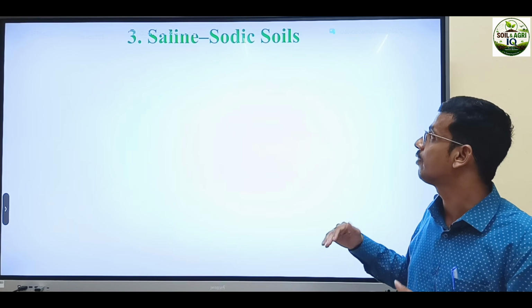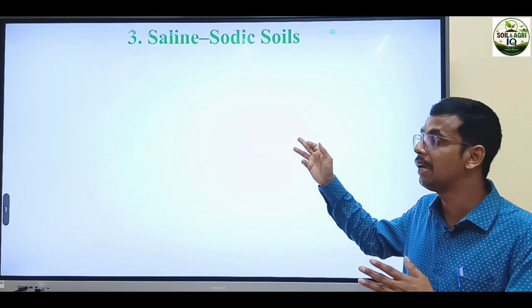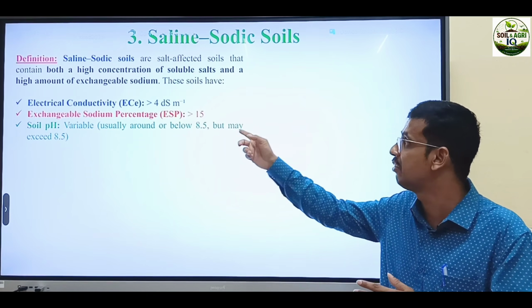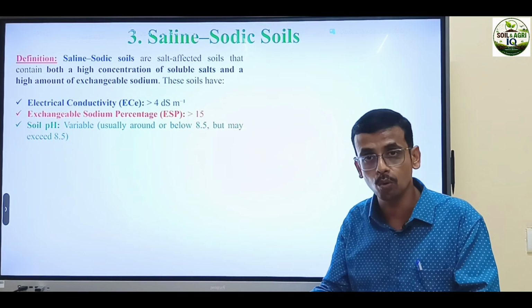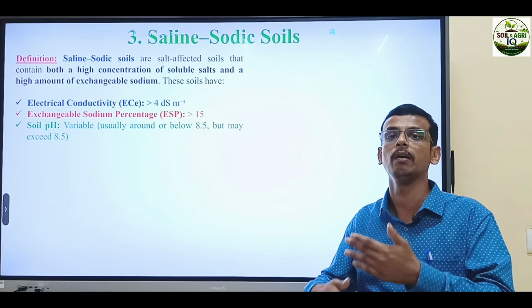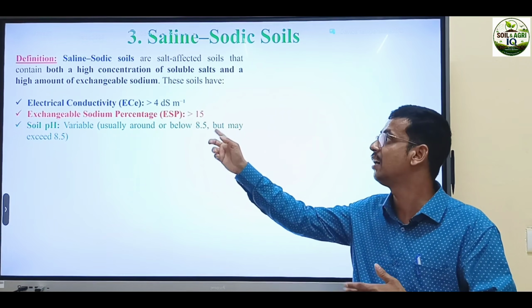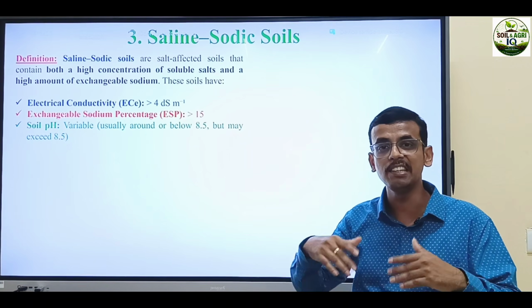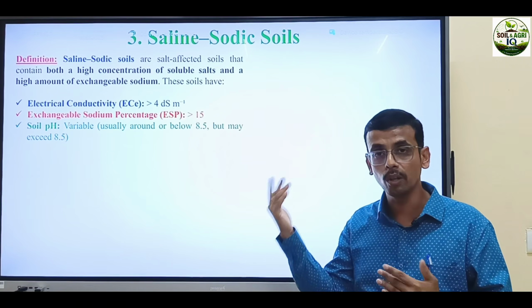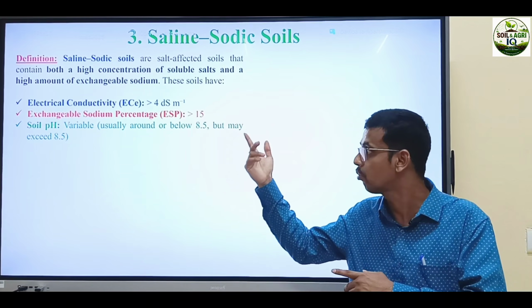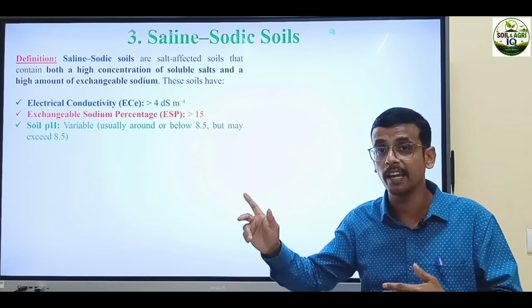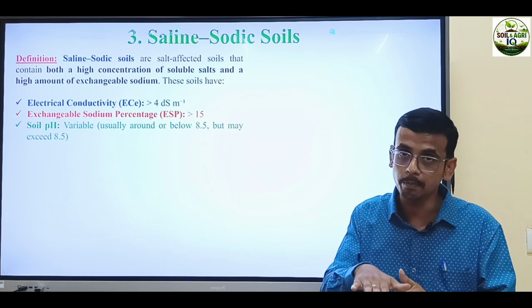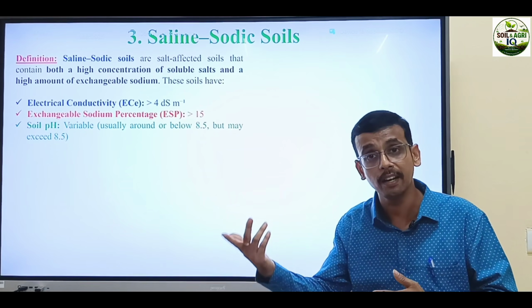Then coming to the saline-sodic soil. From the name itself we understand it has both characters of saline soil and sodic soil, meaning it contains an appreciable amount of soluble salt as well as an appreciable amount of exchangeable sodium in the exchange complex. That type of soil is saline-sodic soil. It has EC, electrical conductivity, more than 4 decisiemens per meter, a character of saline soil. It has ESP more than 15, a character of sodic soil, and pH is variable. Sometimes it is less than 8.5, sometimes it is more than 8.5.